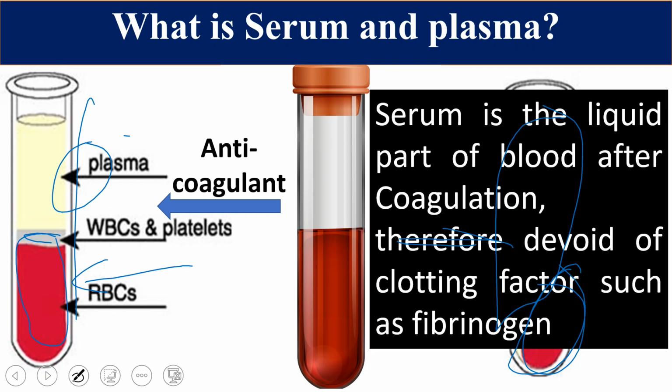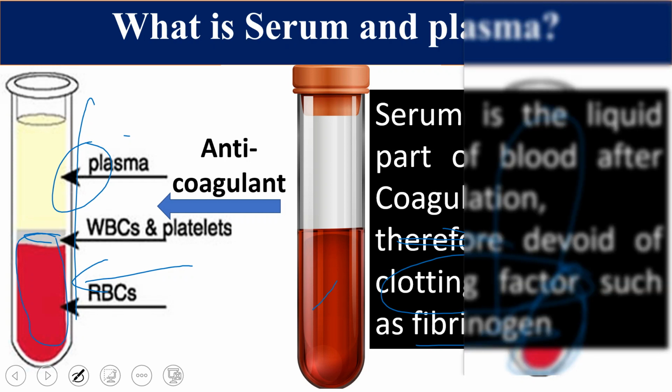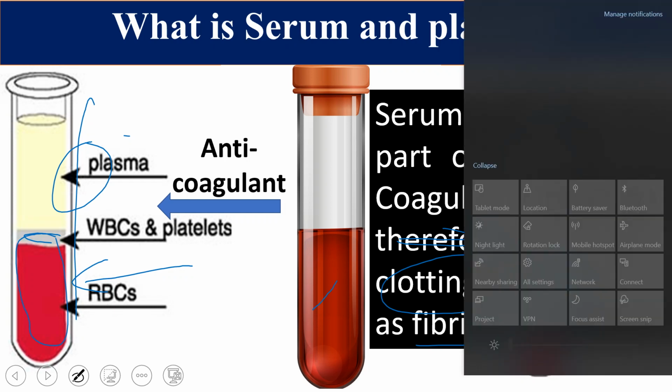So serum is the liquid part of the blood after coagulation, therefore devoid of clotting factors, especially fibrinogen. Serum is from the blood, and we are talking about the liquid portion because the blood is going to clot. So all the cellular parts will be in the clot. It is the liquid portion of the blood after the clotting.